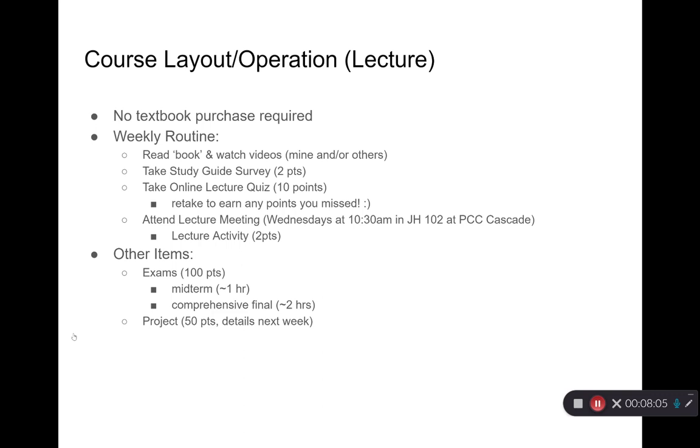So really this is set up in a way to maximize success, and really the way I'm going to measure that success is at the end of the term. So the final doesn't have to be a high stakes exam, but it is a good opportunity to demonstrate everything you've learned throughout the term. We're also going to have a term-long project. It'll be worth 50 points. I'll have details for you next week, but I'll probably present those details in our lab meeting just because we have a little more time then.